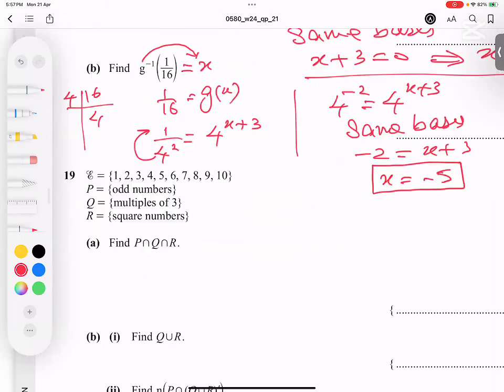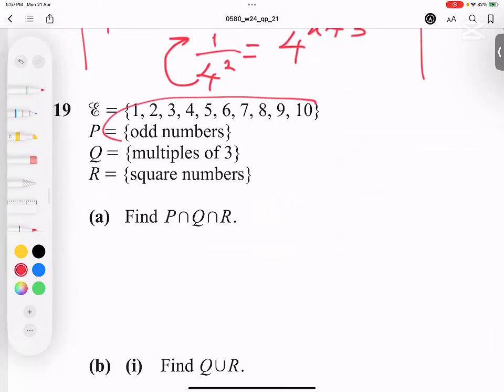So he talked about the odd numbers. What is the definition of odd numbers? Even numbers are divisible by 2: 2, 4, 6, 8, 10. These are even numbers, and what is left behind are odd numbers. So I'm writing here 1, 3, 5, 7, 9.